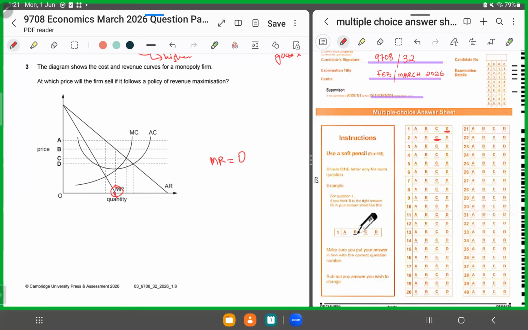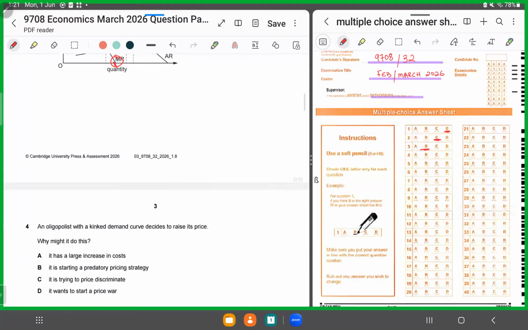So looking at that, we'll move upwards on the average revenue and we'll see where that point leads to. That point leads to over here. This means that it's at price B that we'll get the maximum revenue. So for 3, we'll shade in B as an answer. Moving forward, MCQ number 4.